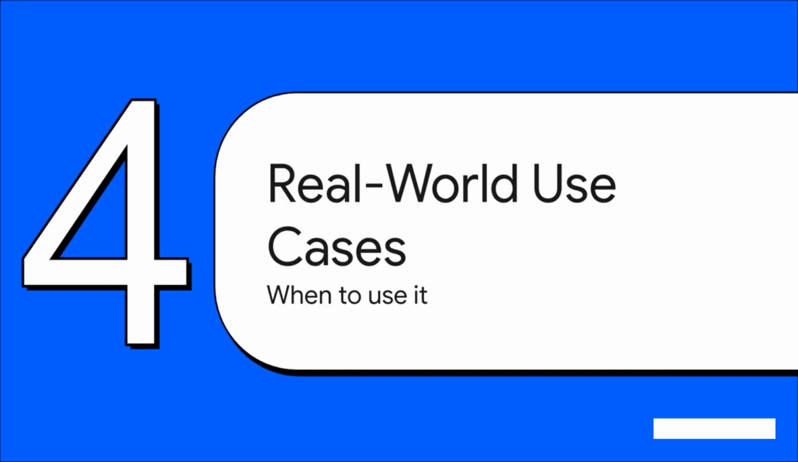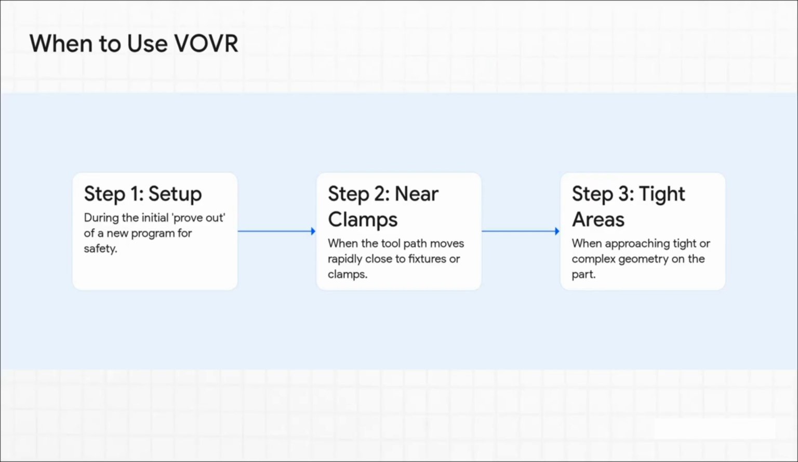Okay, so you know the code now. But the real skill of a great machinist is knowing when and where to use it. So let's cover some real-world situations where this is an absolute lifesaver. I can think of 3 main times this is just perfect. First, anytime you're proving out a new program, it's the ultimate safety net. Second, for any rapid move that gets a little too close for comfort to your clamps or your fixtures. And third, when you're sneaking into a tight little corner on a complicated part, it just gives you that extra beat to watch and make sure everything is okay.